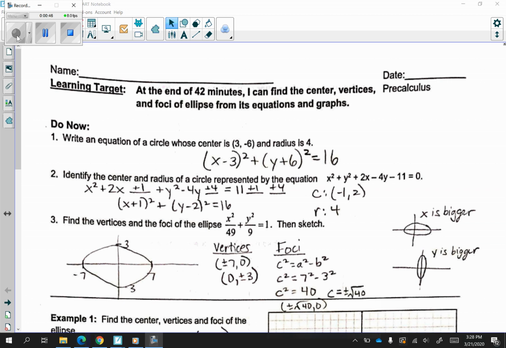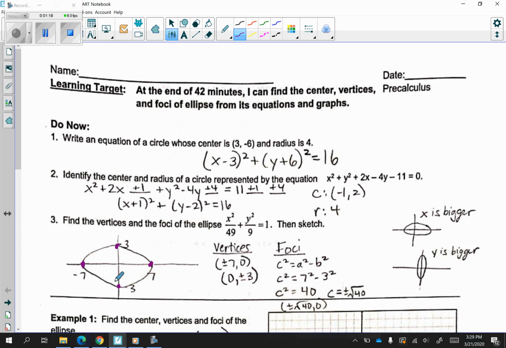Now, number 3 says find the vertices and the foci of the ellipse x squared over 49 plus y squared over 9 is equal to 1. Then sketch. Now, remember, my major axis is on the x-axis because 49 is greater than 9. So when I'm plotting my points, the square root of 49 is 7. So 7 to the left, 7 to the right from my center of (0, 0). The square root of 9 is 3, so 3 up, 3 down. So those are my vertices.